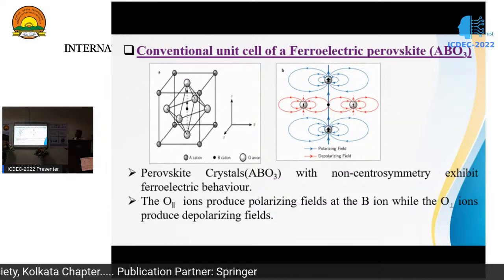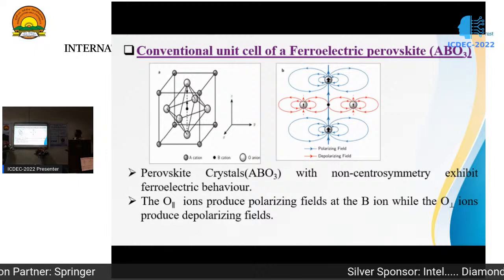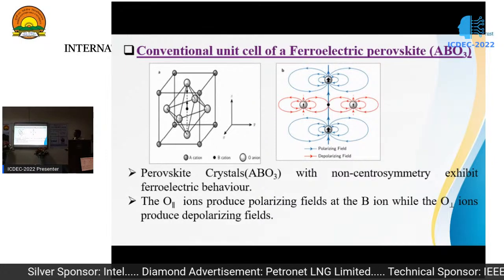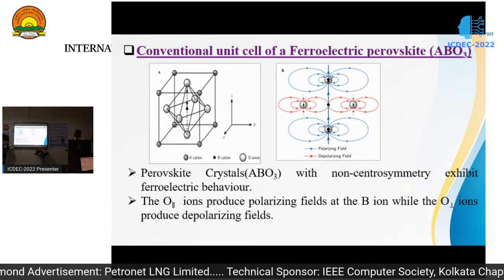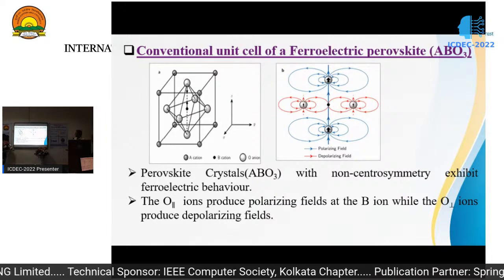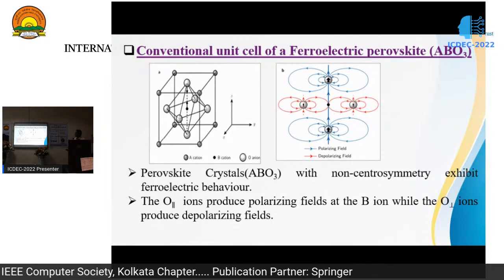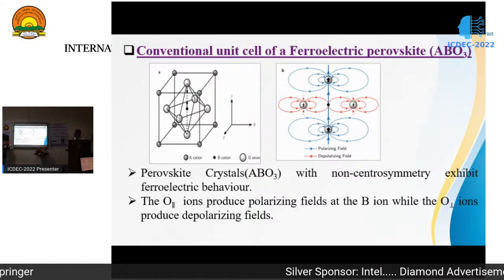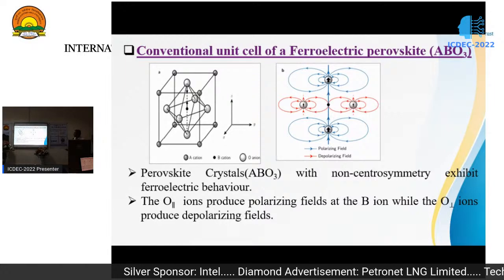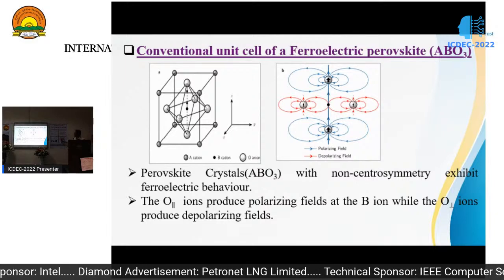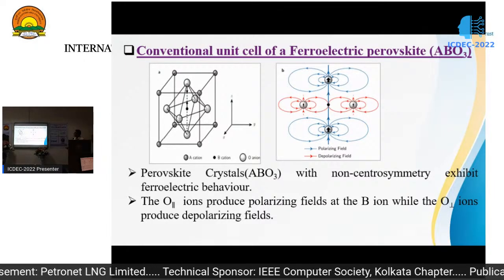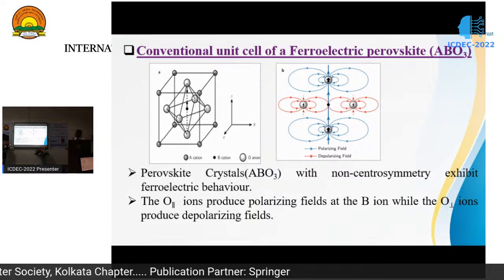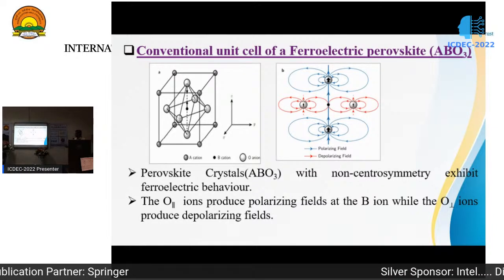For that, a conventional unit cell of a ferroelectric perovskite crystal with the formula ABO3 is used. In this unit cell, the A cations occupy the corners, and the B cation occupies the body center, forming an octahedral structure with 6 O anions. Since these are ions, they will exert an electric field on the B cation, and this is the line of ionic displacement of the B ion. The O parallel ions are those at the top and bottom, which lie along the ionic displacement of the B ion, and the right and left ones are the O perpendicular ions. The O parallel ions produce a polarizing field, whereas the O perpendicular ions produce a depolarizing field at the B cation.